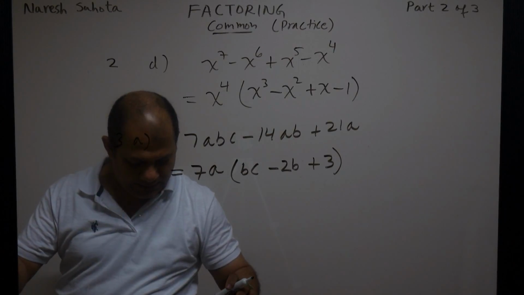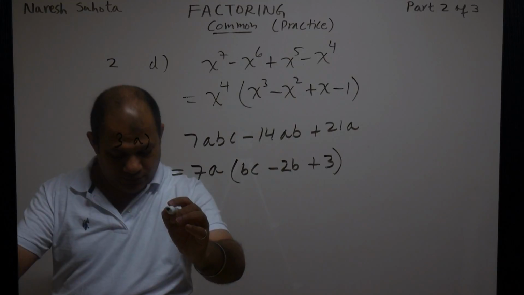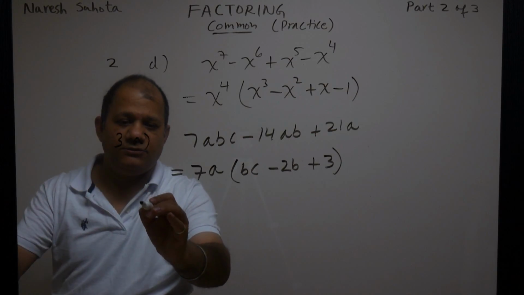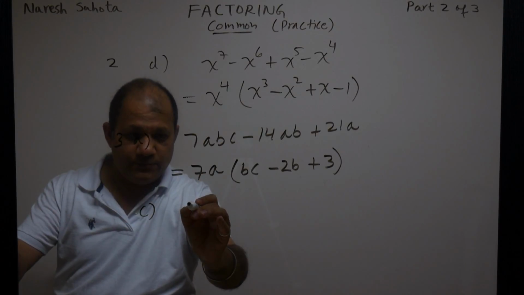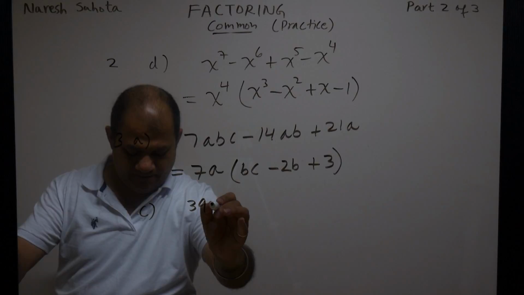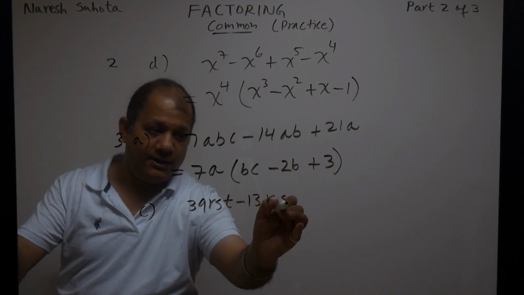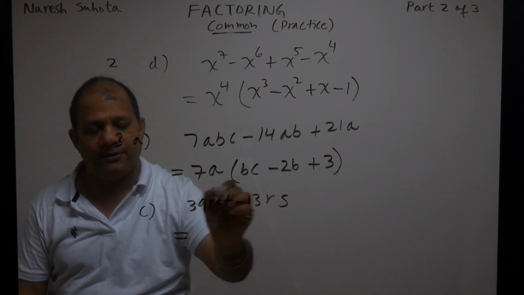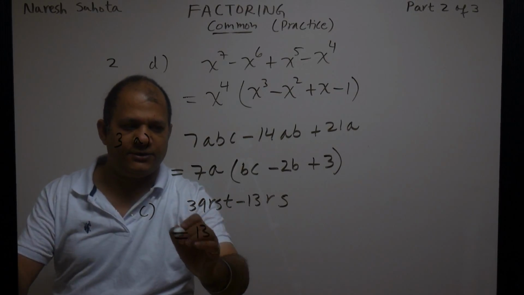All right. So let's do C. So 3C. I'm going to skip B. So 39RST minus 13RS. So what's the common here? So we have 39 and 13. So 13 is a factor of both. So 13 is a common factor.